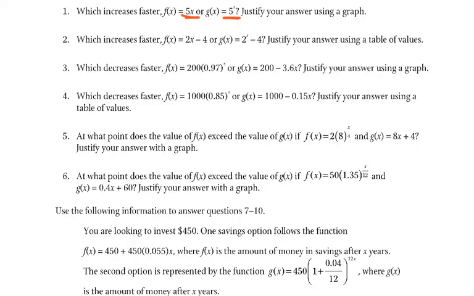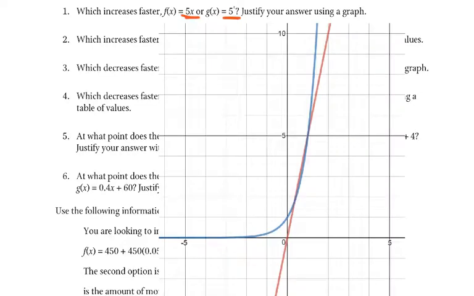So if we graph them, it looks like this. So we can see here, f of x would be the blue line, that's g of x, and then f of x is the red line. And we can see pretty quickly that exponential is growing a lot quicker. Okay, there's a section where the linear is higher, but the exponential is growing a lot quicker.